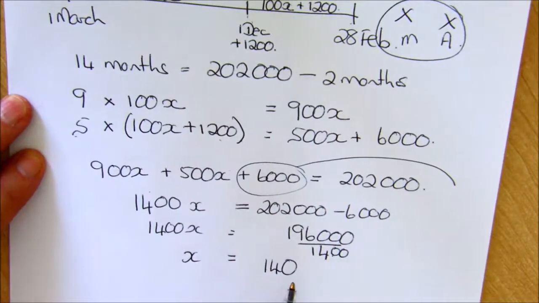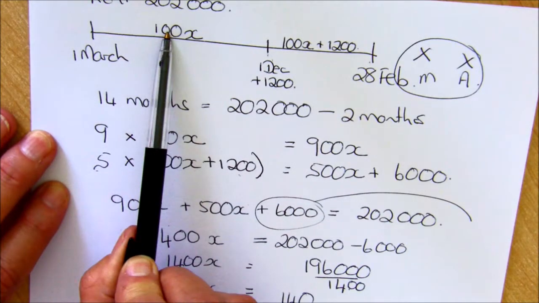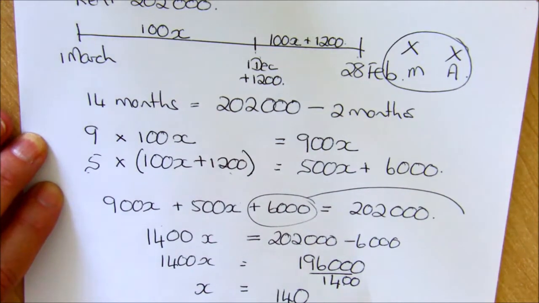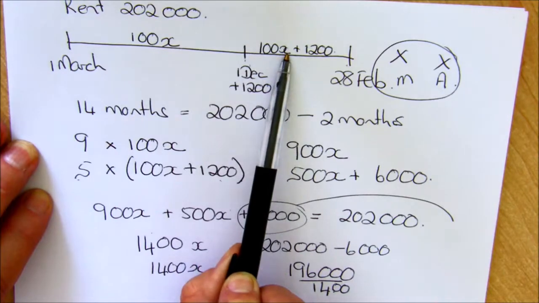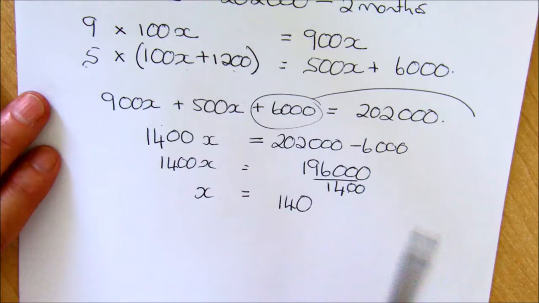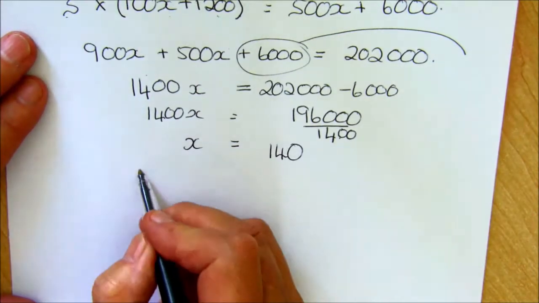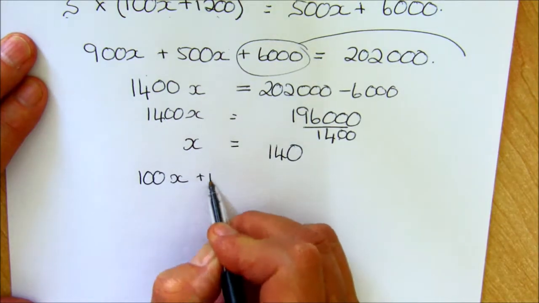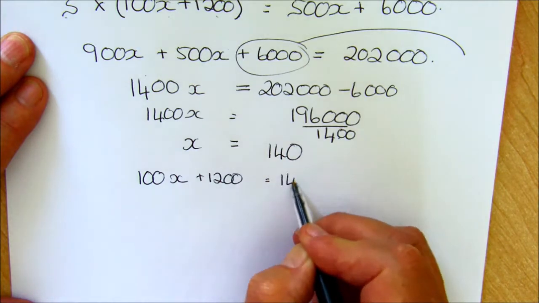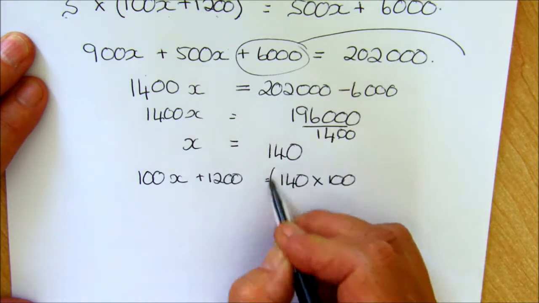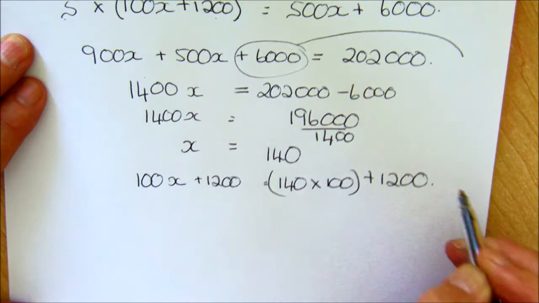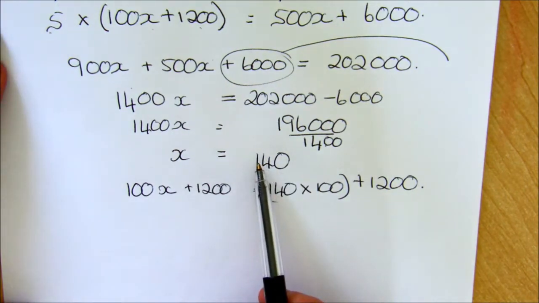But now that means that originally the rent was 100 x's. So it was 100 times 140. The rent then increased to 100 x's plus 1,200. So we want to take out these two amounts over here. So 100 x's plus 1,200. And so we need to say, right, we're going to have 140 times 100 plus 1,200. Because just one x is equal to 140.